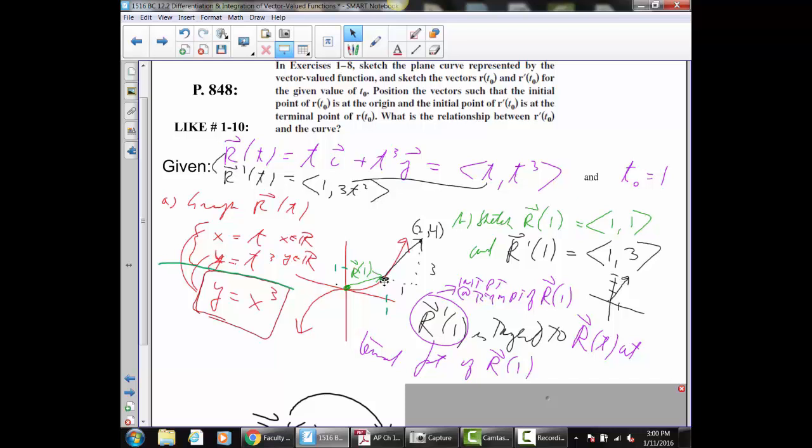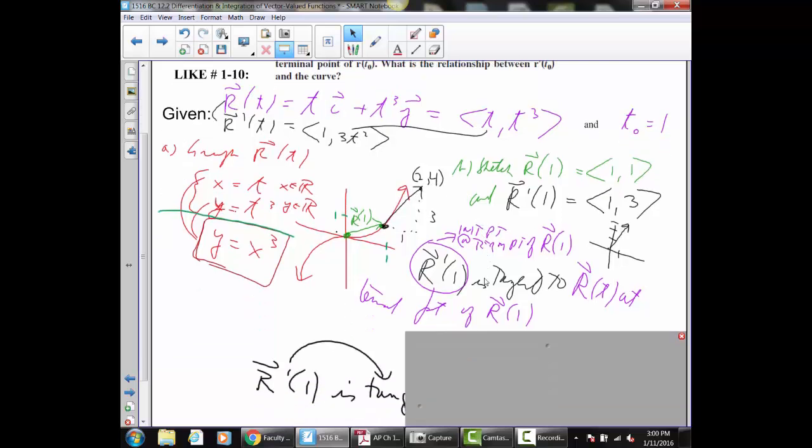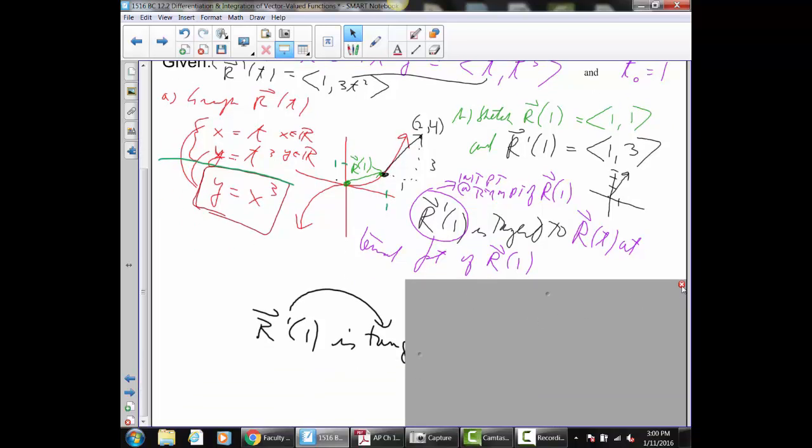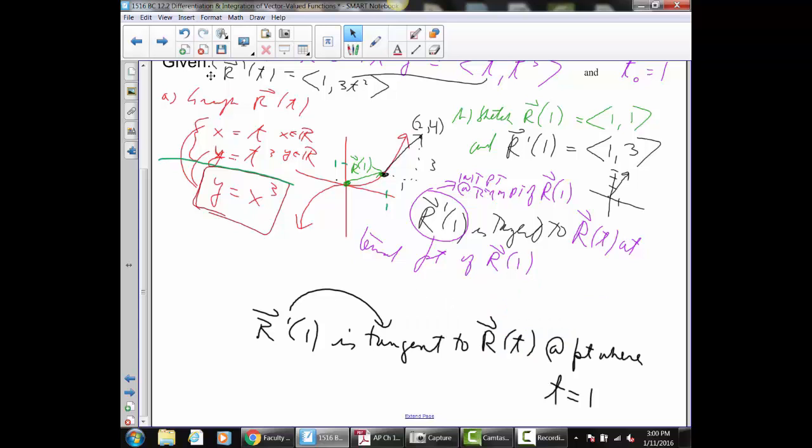So you have to realize if we started at the point 1, 1, and I move right 1 and up 3, I'll be at the point 2, 4. That does not mean the components of this new vector are 2, 4. You would have to slide it back in, but that's not the question. Now, what you will realize is that this vector right here, the derivative vector, is actually tangent to the red curve at that point, the terminal point of r of 1. Which kind of makes sense because it is a derivative.